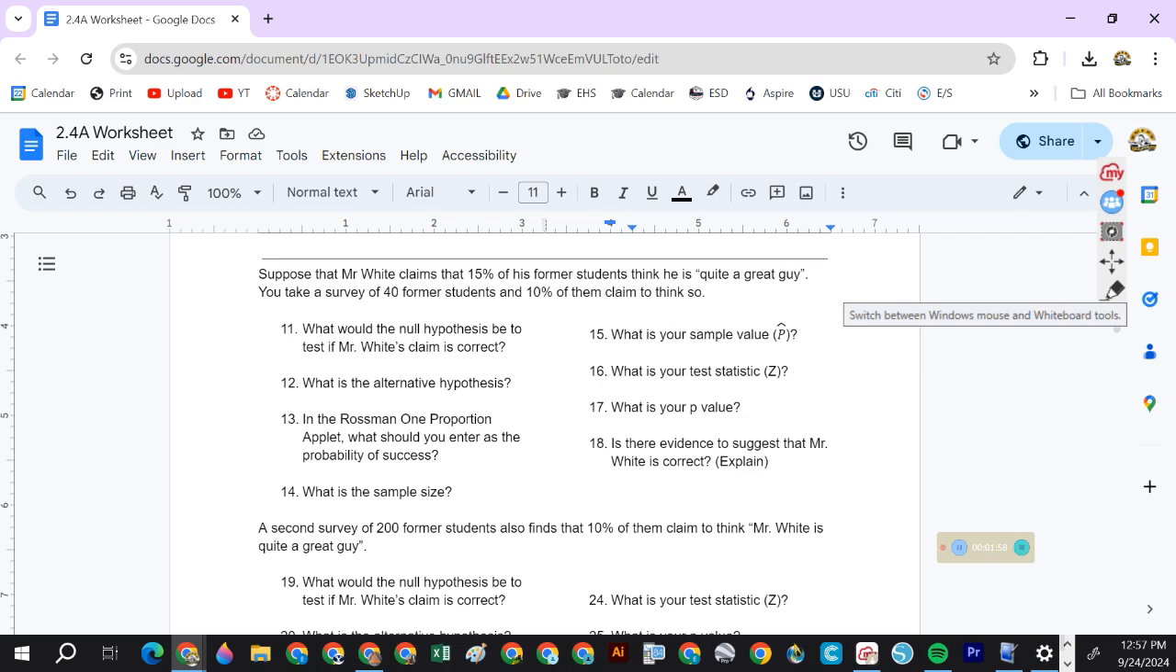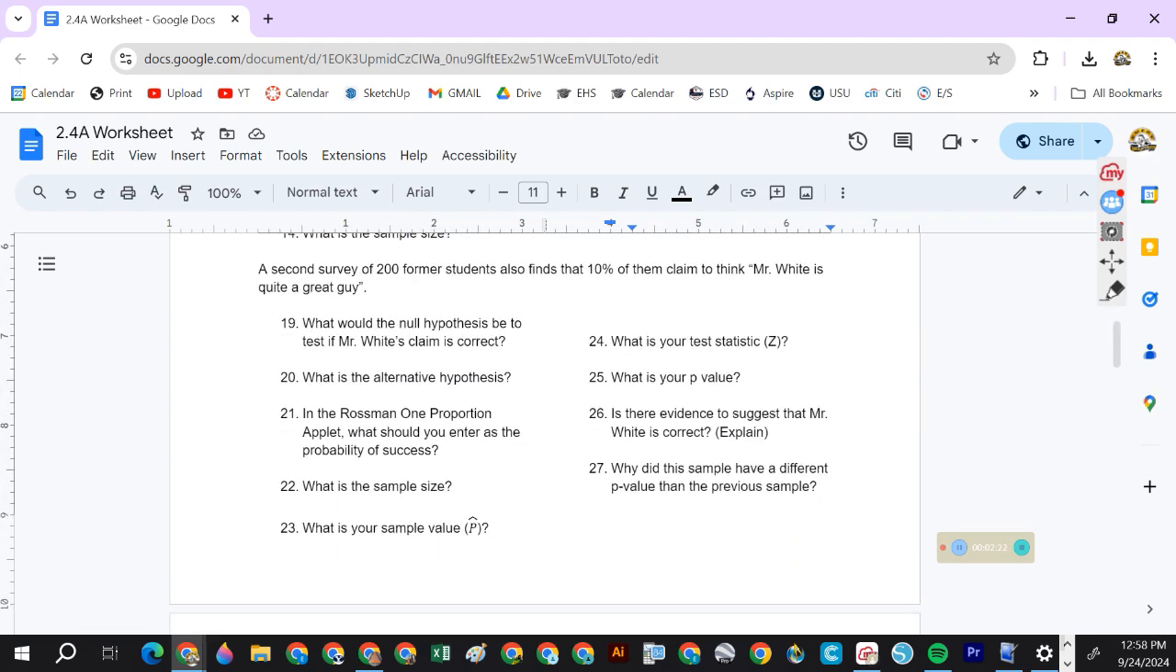Okay, rest of this page. Suppose that Mr. White claims that 15% of his students think he is quite a great guy. Unlikely, but maybe. So you take a survey of 40 former students and only 10% of them claim to think so. You need to set up a hypothesis test and then use the Rossman 1 proportion app to run that test. When you're done with number 18, move down here, and the second survey also yielded 10%, but this time instead of 40 students, there are 200. And don't go on to the back side. Just finish both of these and then we'll talk about them. Go.